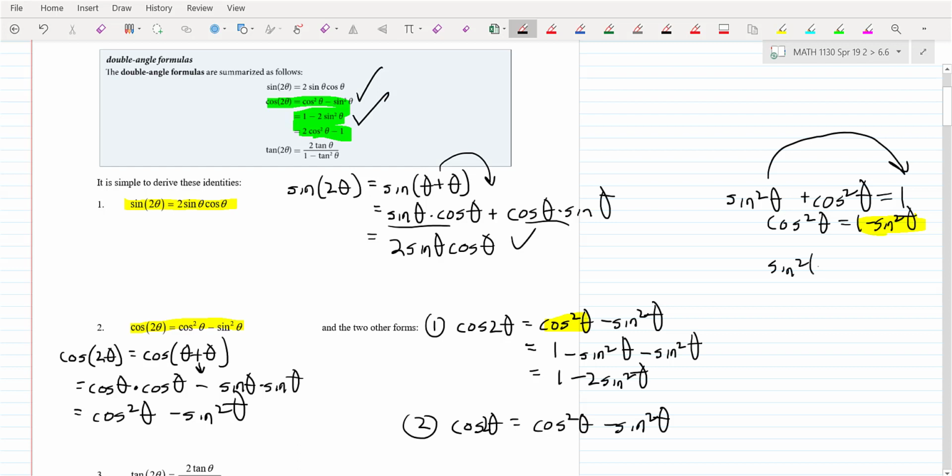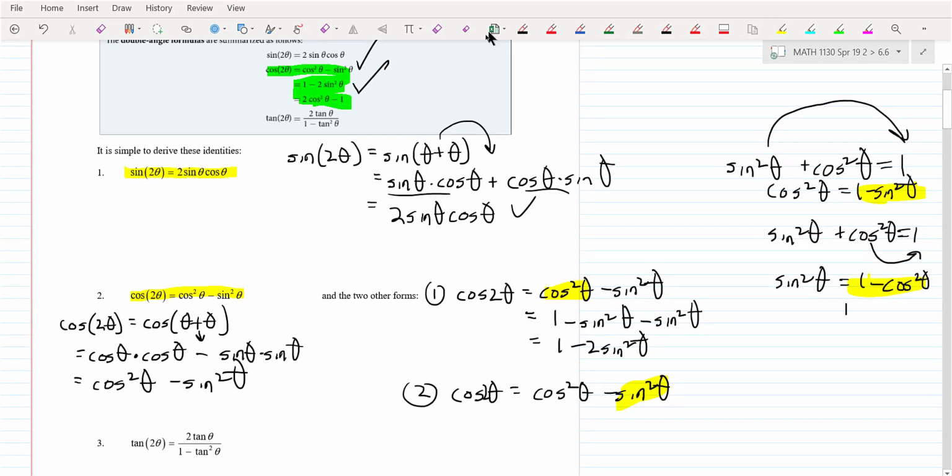If I have sine squared theta plus cosine squared theta equals 1, what I can do is move the cosine to the other side to get sine squared theta equals 1 minus cosine squared theta. Okay, so I'm going to replace sine squared with what it's equal to, and then I end up getting another form of that identity.